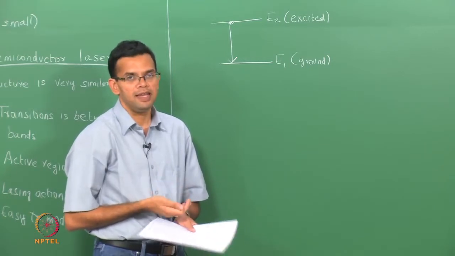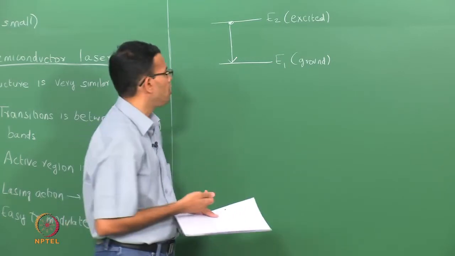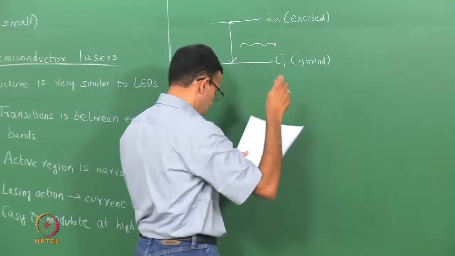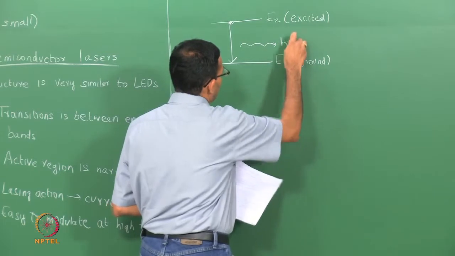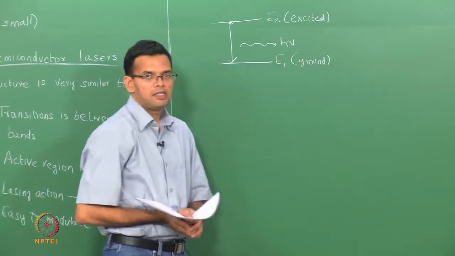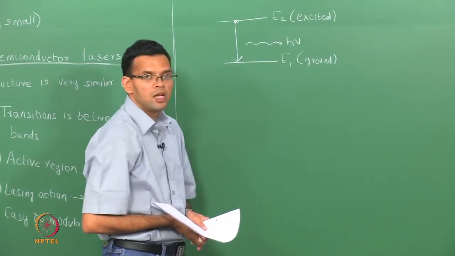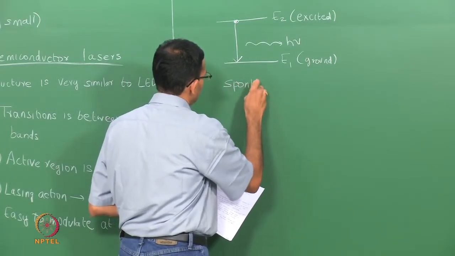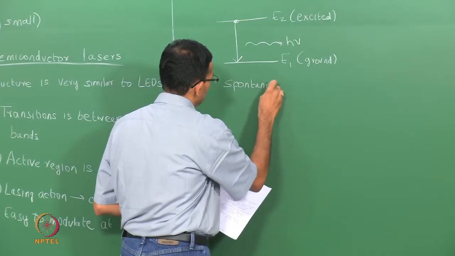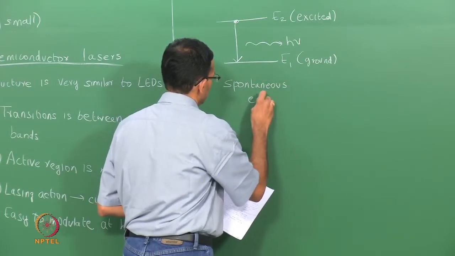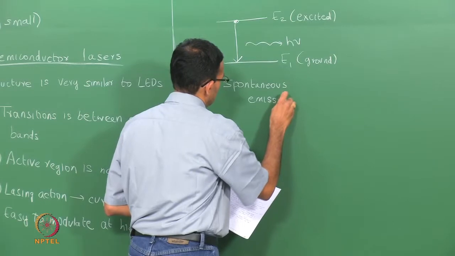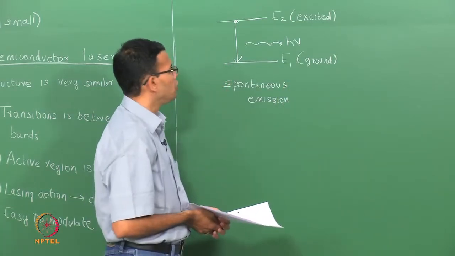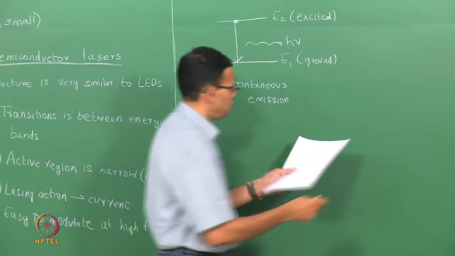We saw that this can happen either by releasing light or by releasing heat. In the case of an LED or a laser, this process leads to light, and the wavelength or the frequency of light depends upon the band gap. So, this is basically a spontaneous emission which occurs in an LED. You can also have stimulated emission.